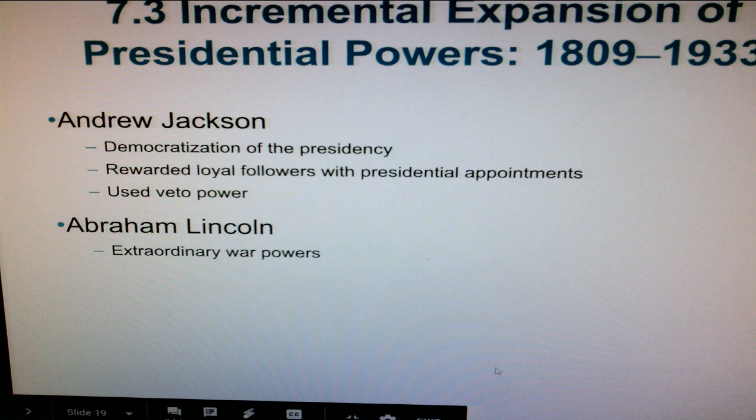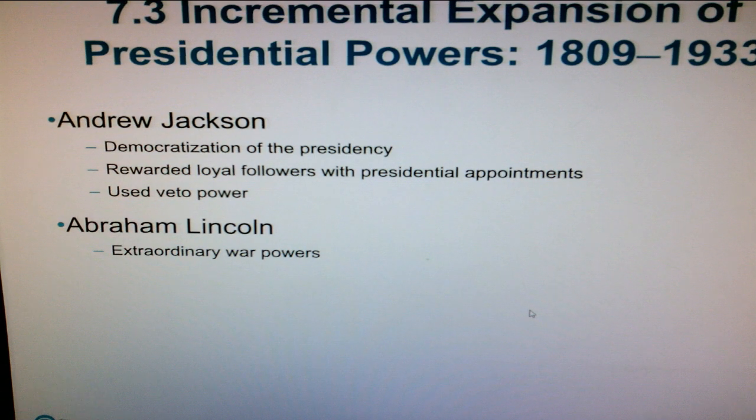Jackson is largely elected by these new voters as the country has expanded. You're not going to get a president from Virginia or Massachusetts; you're going to get kind of the common man. But he's also going to reward a lot of patronage, rewarding people that helped him by giving them government jobs. And he truly believes he is the spokesman for the people.